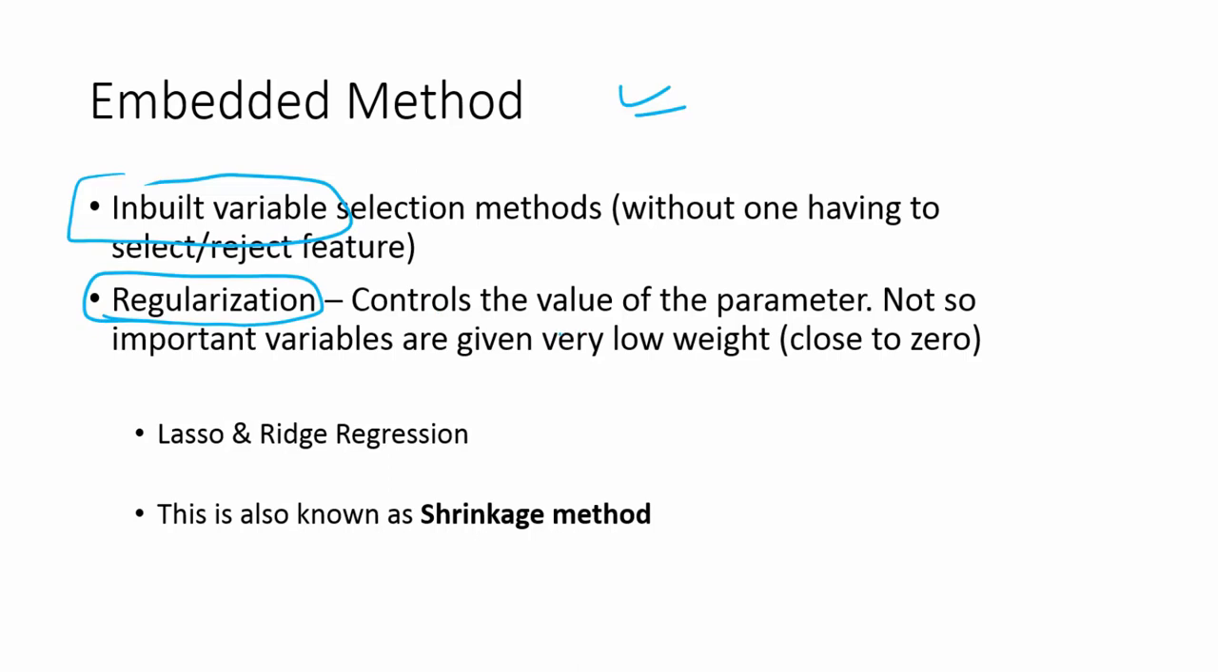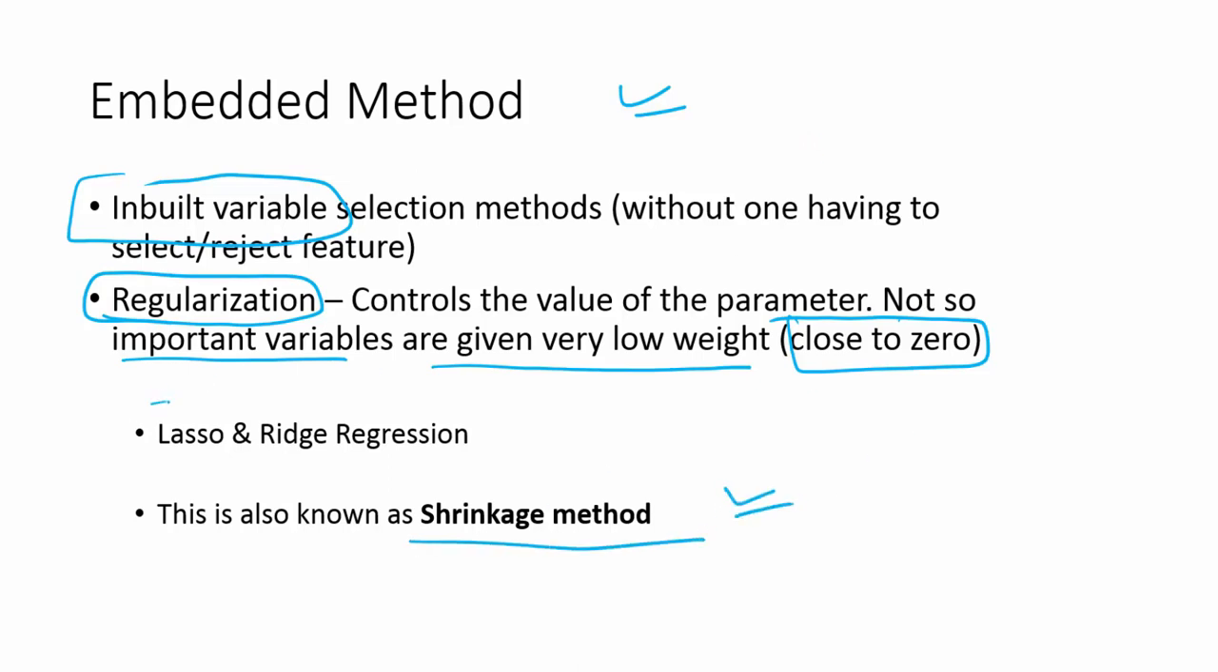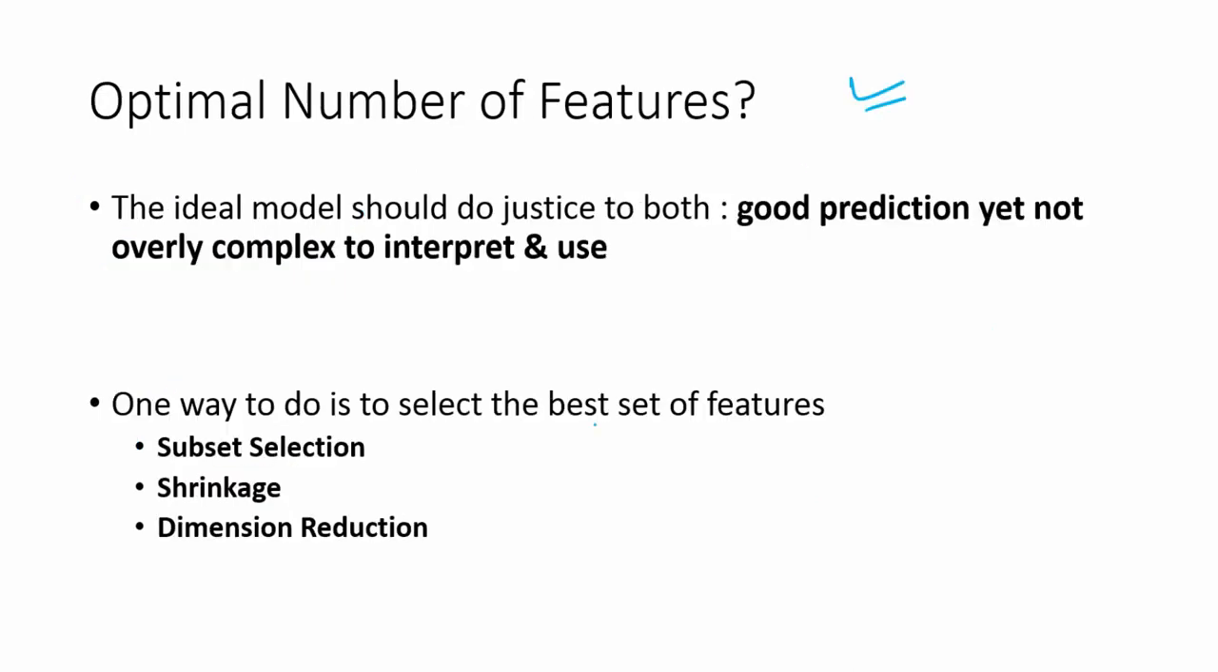So it controls the value of parameters. The not-so-important variables are given very low weight or sometimes zero weight, and that's why they get eliminated from the model. So the elimination process is very much inbuilt or automated. So you, as a modeler, need not take a lot of decisions. It's also known as the shrinkage method. We'll talk about it. The famous ones are lasso and ridge regressions. An ideal model should have good prediction and yet not be very complex to interpret, use or implement.